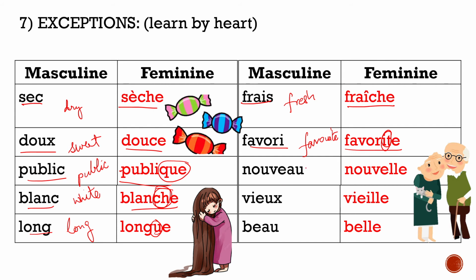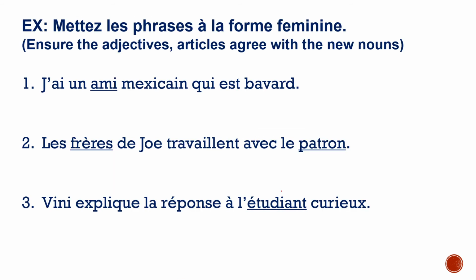Nouveau becomes nouvelle, you know this. Vieux becomes vieille, and beau becomes belle. These three are the most exceptional ones. You should already be knowing that. Nouveau is new, vieux is old, and beau is beautiful. So these are the 10 exceptions to gender rules of adjectives. You need to learn them properly.